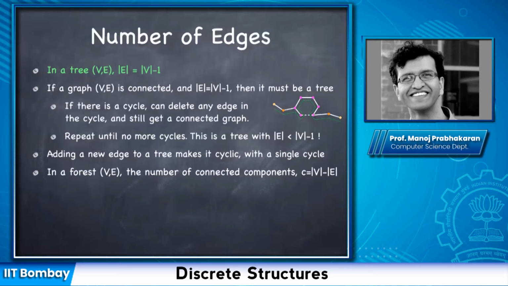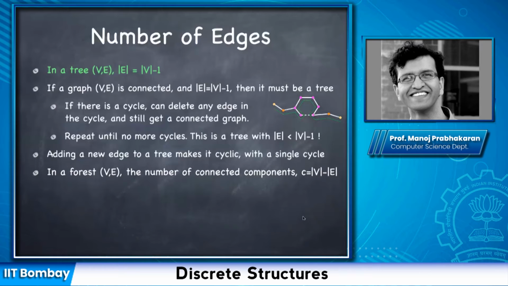Okay, we are talking about the number of edges in a tree. What about the number of edges in a forest? That depends on the number of connected components. This relation here extends to the following: the number of connected components is the gap between the number of vertices and the number of edges.